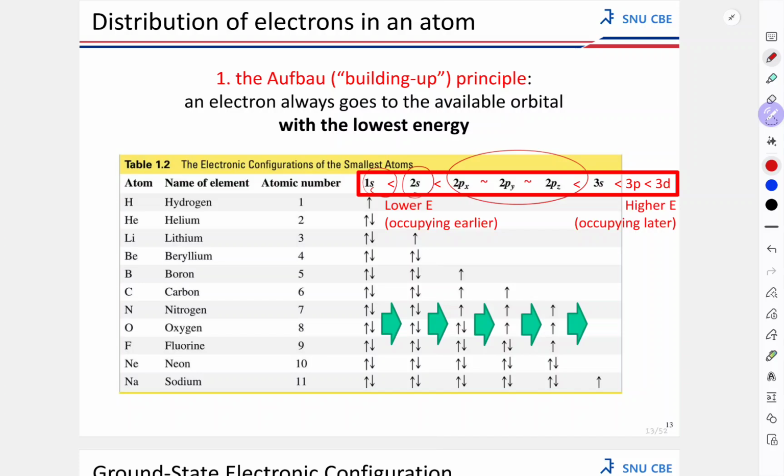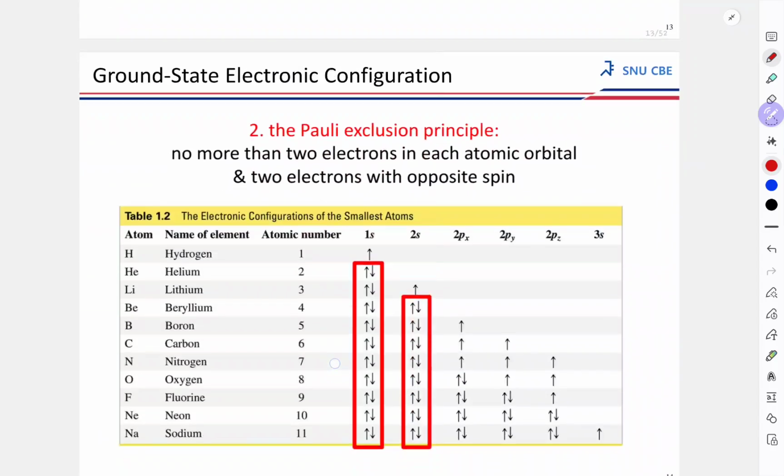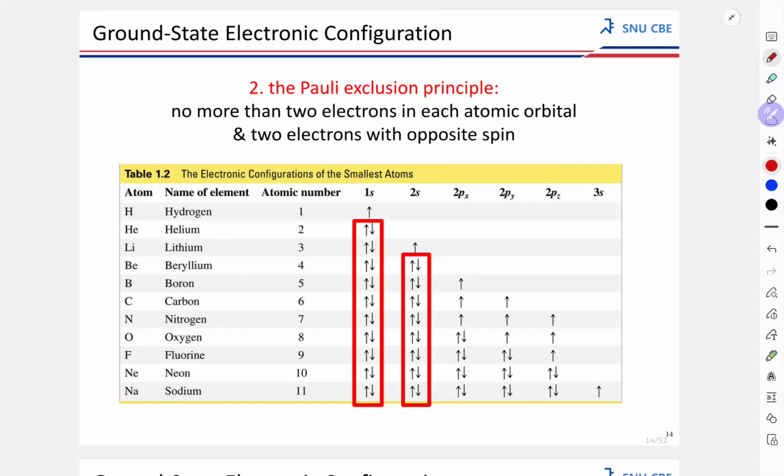Or earlier than the orbitals on the right hand side. That's why you occupy the 1s orbital first, followed by the 2s orbital, 2p, and 3s, 3p, and 3d, and so forth. We'll discuss this part later on the next slide, which is about the Pauli exclusion principle. That's Hund's rule. We'll discuss this first.